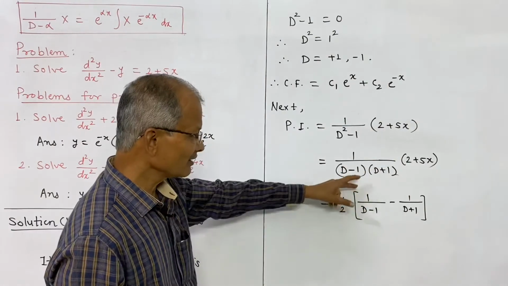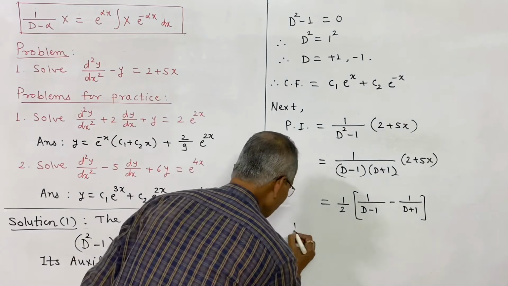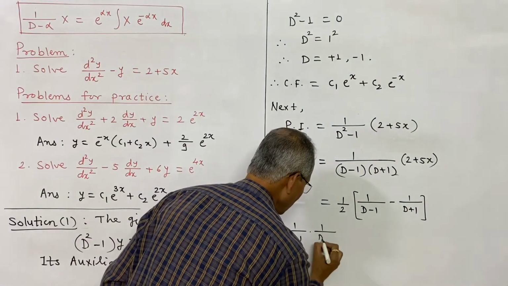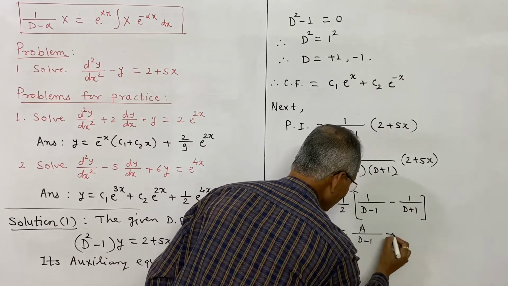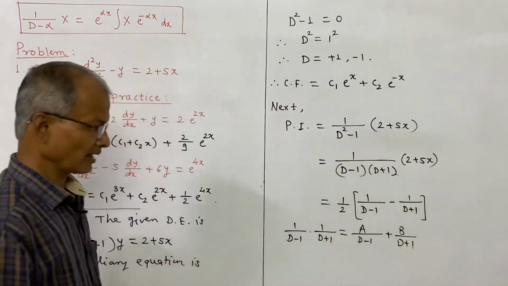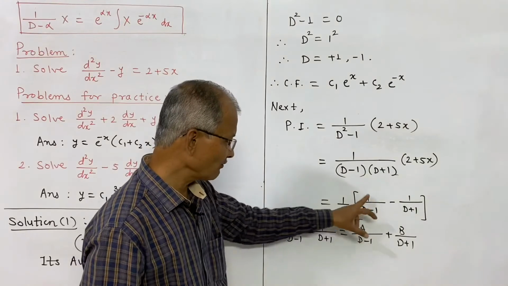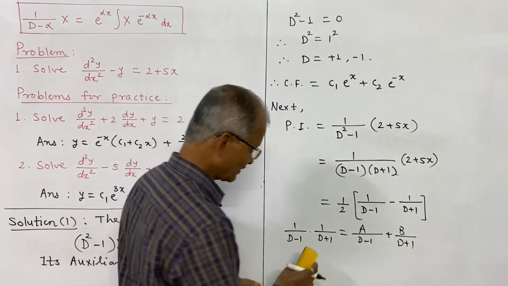This is simple, therefore I have written directly. For other problems you should obtain this separately, taking this as 1 upon d minus 1 into 1 upon d plus 1, to be written as a divided by d minus 1 plus b divided by d plus 1, and then find the values of a and b. So here what is the value of a? It is 1/2 and b is minus 1/2. So it can be checked easily.